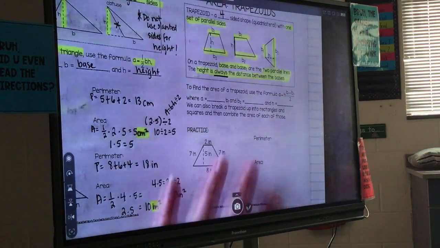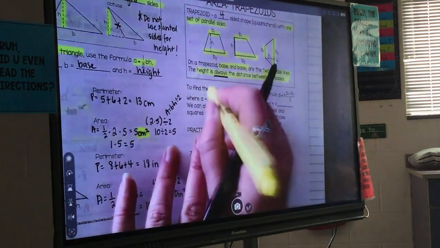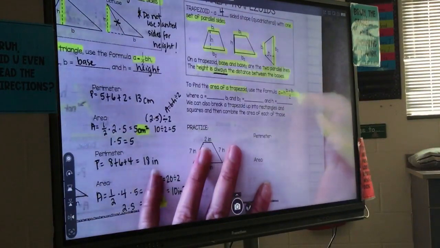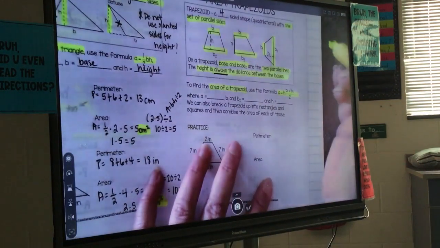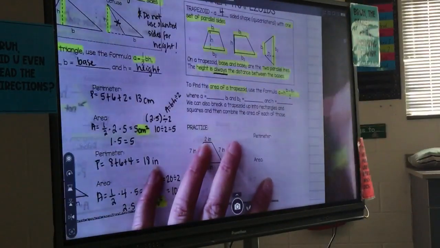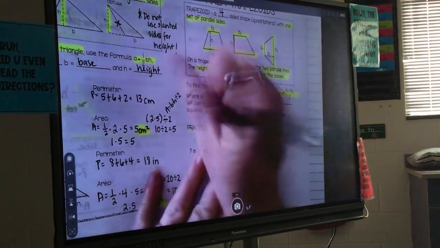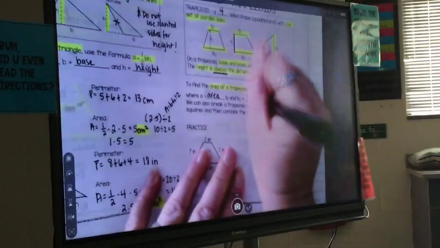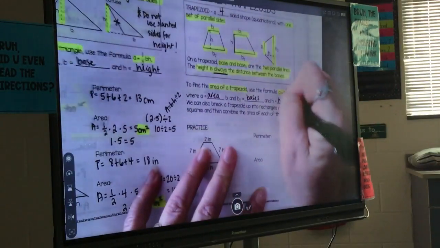To find the area of a trapezoid, you're going to use the formula of the height times base 1 plus base 2 divided by 2, which you're like, oh my God, that sounds so complicated. It is not. You just have to think for a minute. It's a couple extra steps. Your A stands for area, your B1 and B2 stand for your bases, and your H stands for the height.